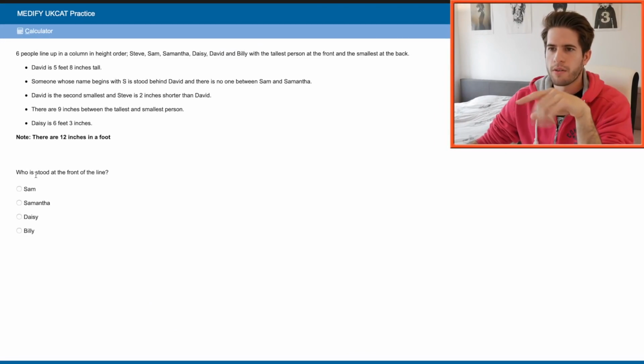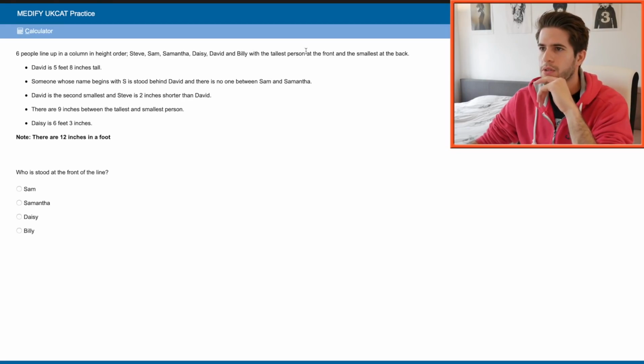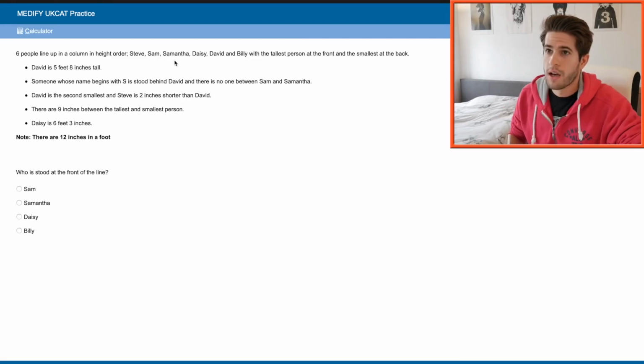All right, one of these complicated logic following questions. I'm going to start at the end. Who stood at the front of the line? Okay, there are 12 inches in a foot. Thanks for letting me know that, because I only work in meters. So who stood at the front of the line? 6 people line up in height order, with the tallest person at the front and the smallest at the back. David is 5'8".